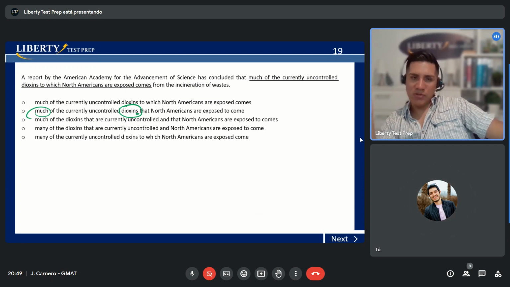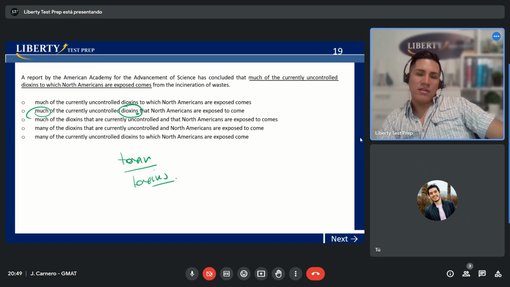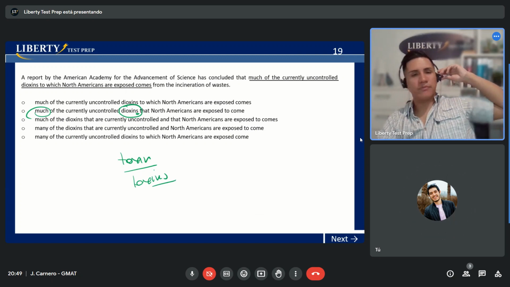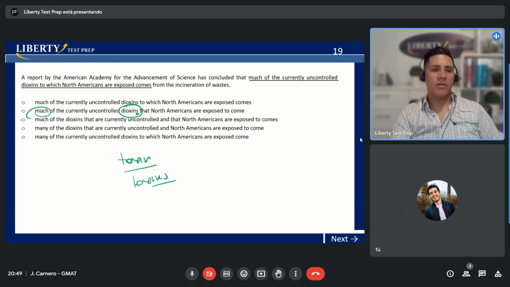Let's find a word, for example, something that sounds and looks like dioxin. Toxin. Can you say one toxin? Yes. Two toxins? Yes. So that's a plural. Therefore, it is countable or uncountable. No, it's countable. So we eliminate this.